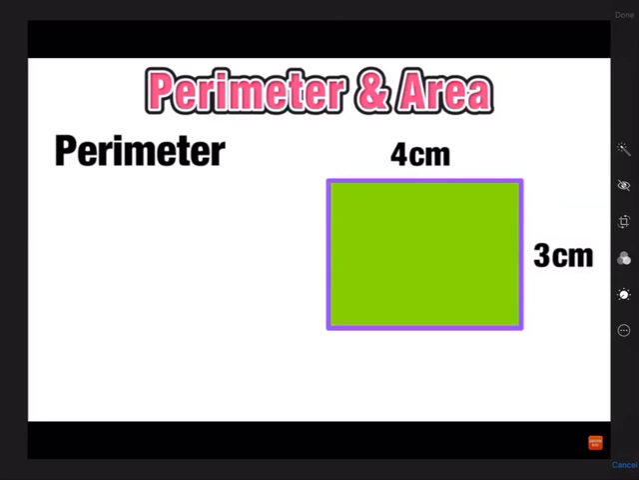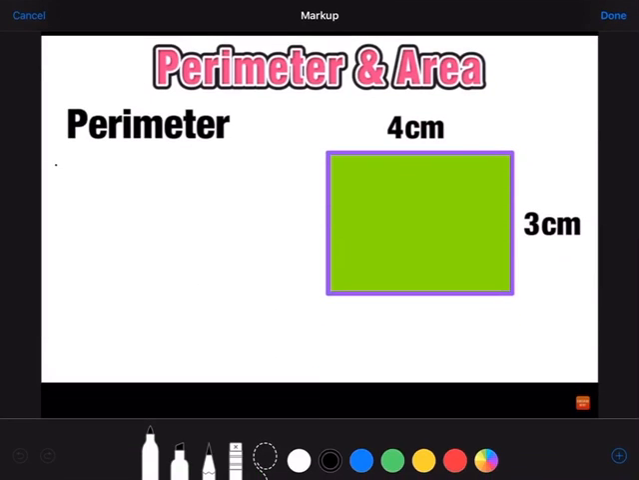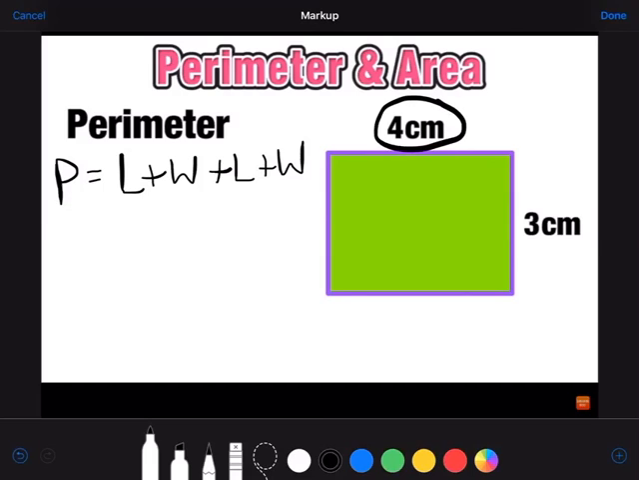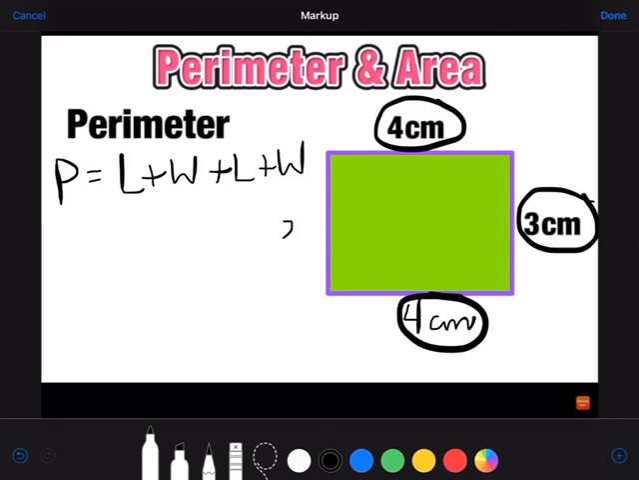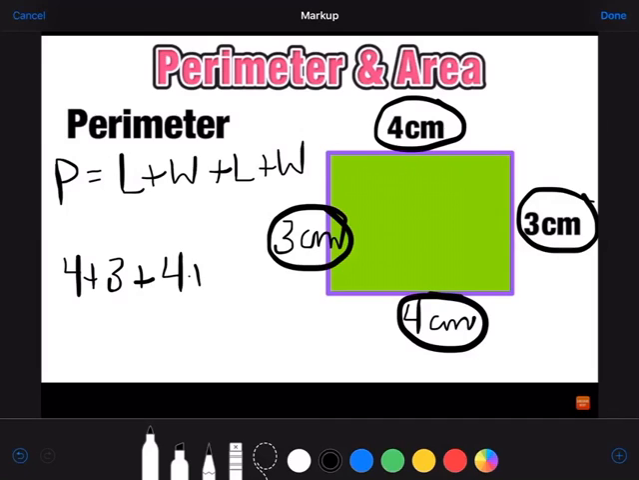Okay. Now, they taught you a formula, which was perimeter equals length plus width plus length plus width. And you just added 4 plus 3 plus 4 plus 3. And you still got a perimeter of 14 centimeters.